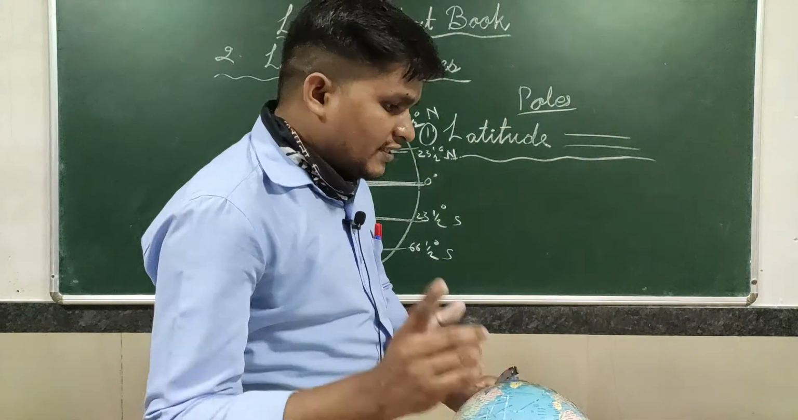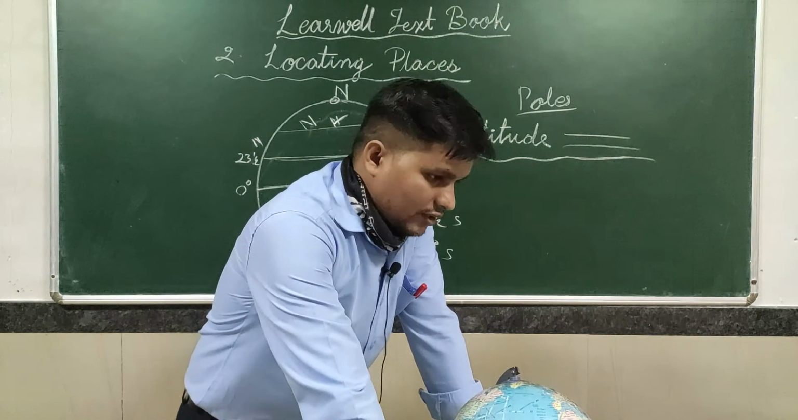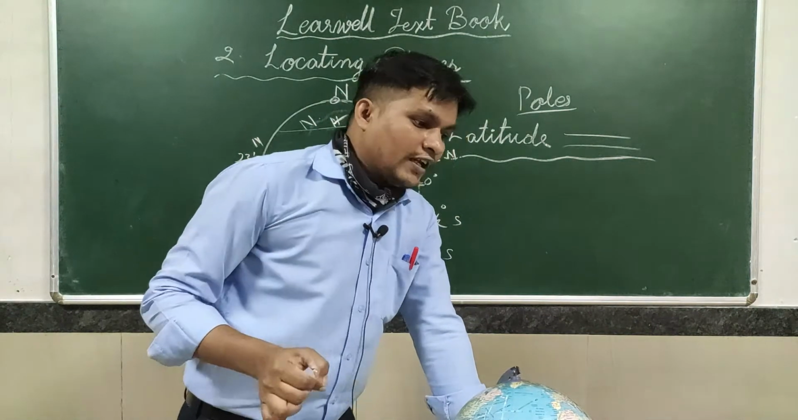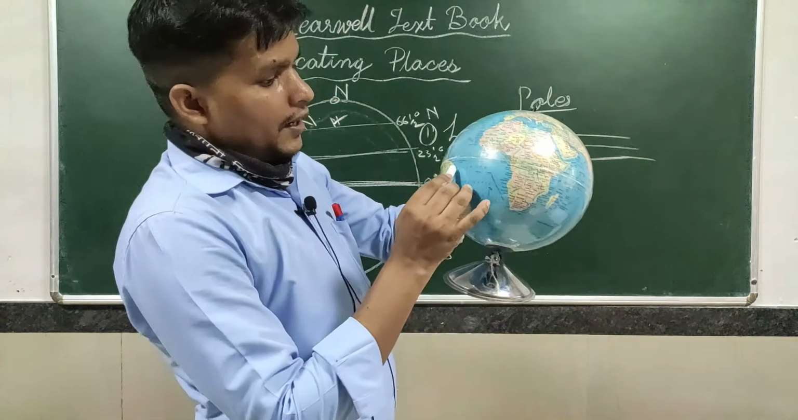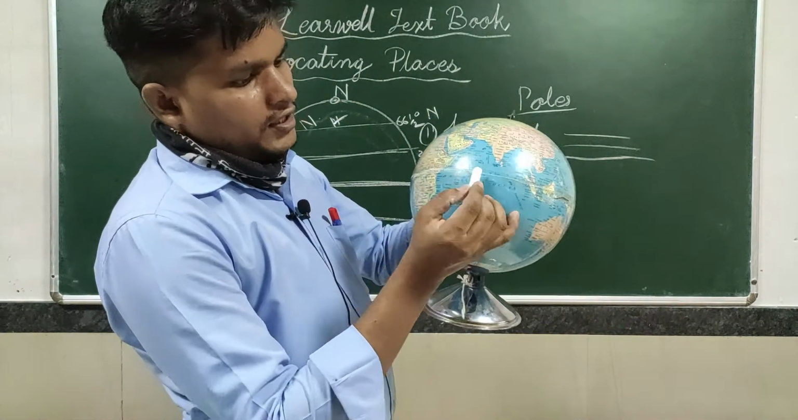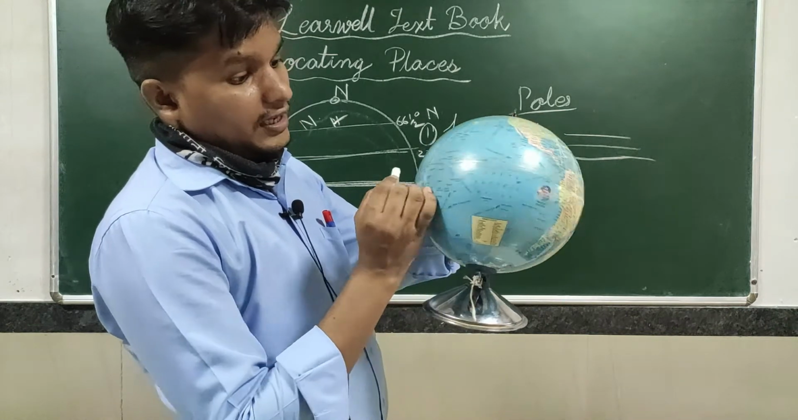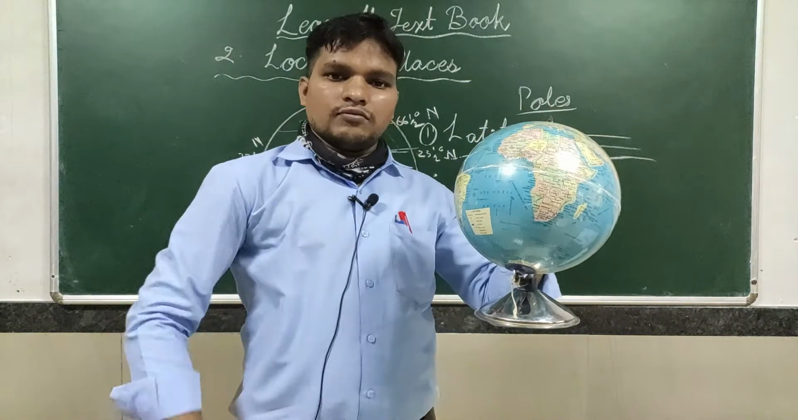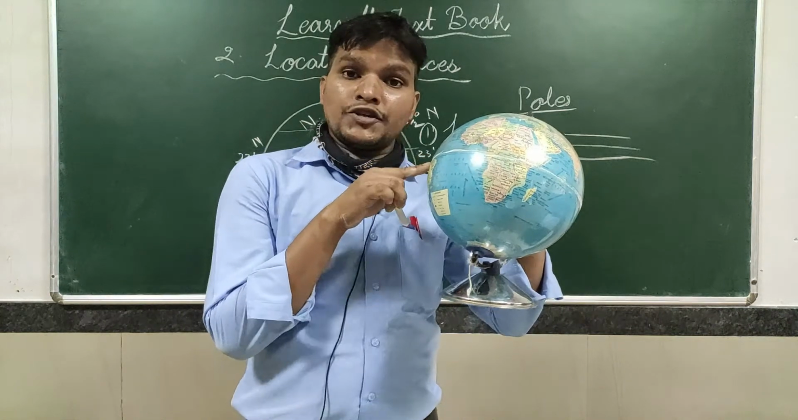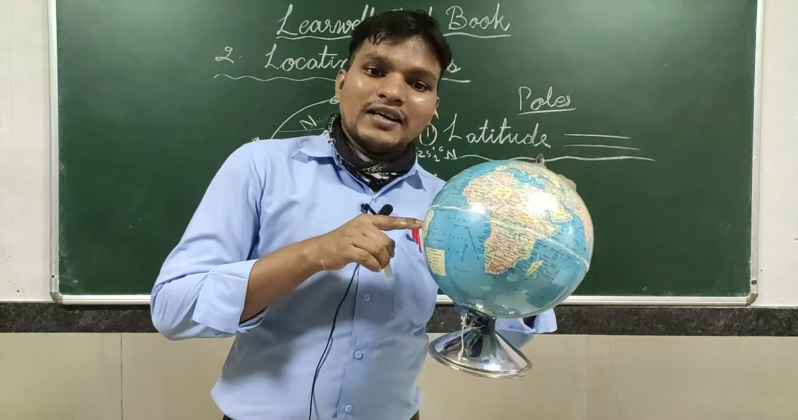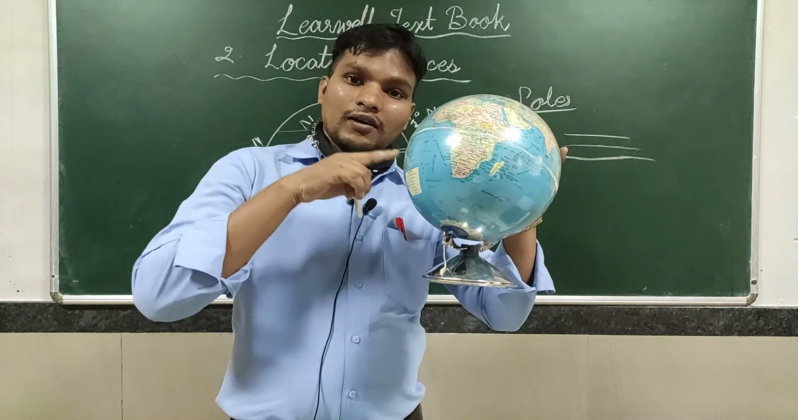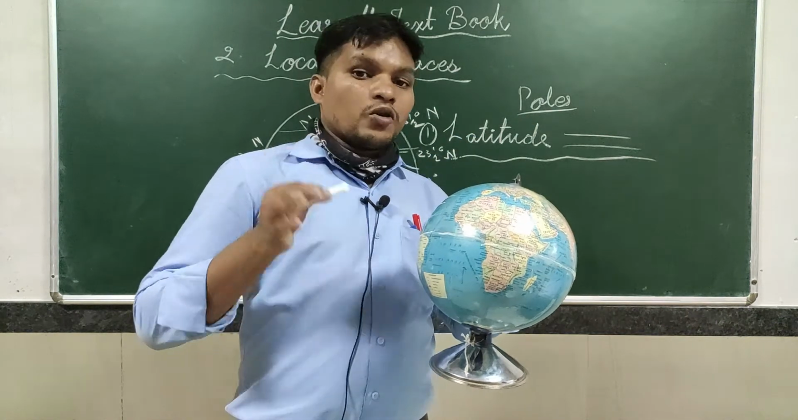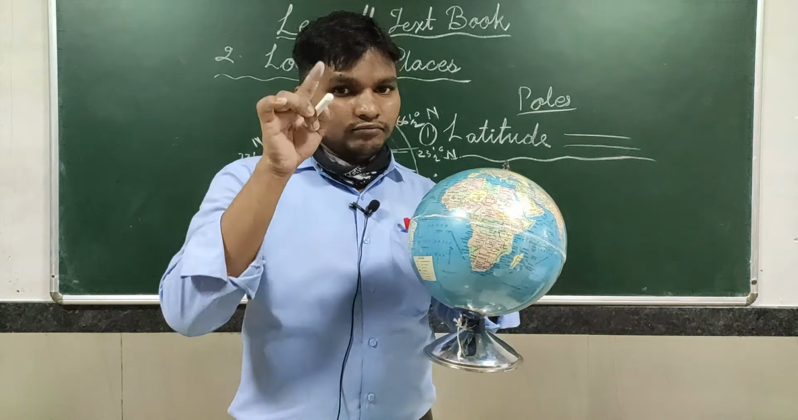Next, third point: these lines are numbered. The equator, which is marked as 0 degree latitude, is the largest circle that can be drawn on a globe. See, I have drawn it already. This is called the biggest circle, the biggest latitude, or 0 degree latitude. We can say 0 degree latitude, we can say largest latitude, and we can say equator. It has three names. They make questions in different ways, that's why keep in mind and be sure.